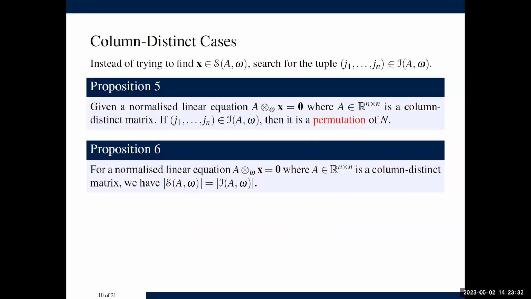Now the second result, the next result: if the metric is column distinct, then we have one-to-one correspondence between the solution set and the solution index, meaning that for each index we have exactly one solution and the other way around. So our idea is, instead of finding this set, we want to find this set.